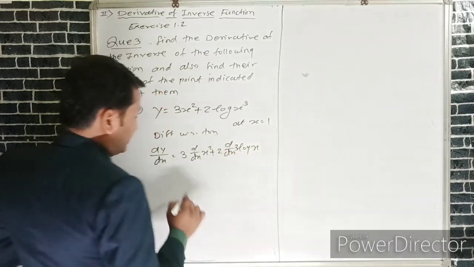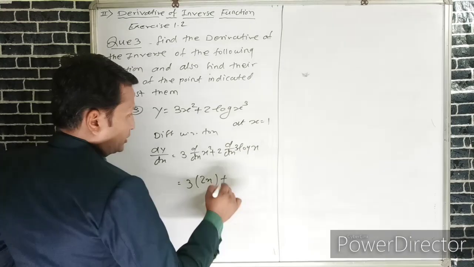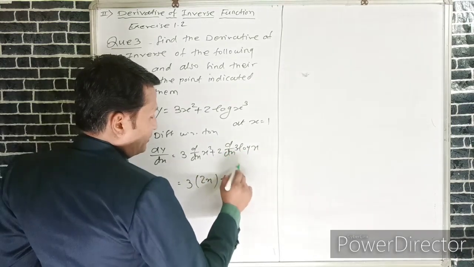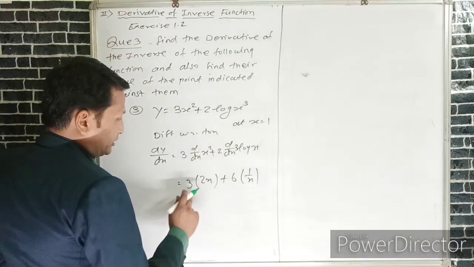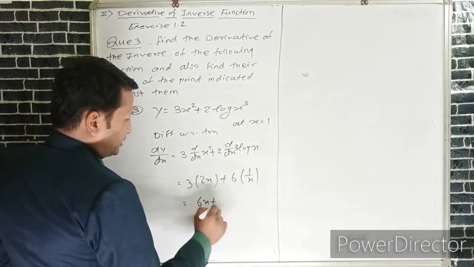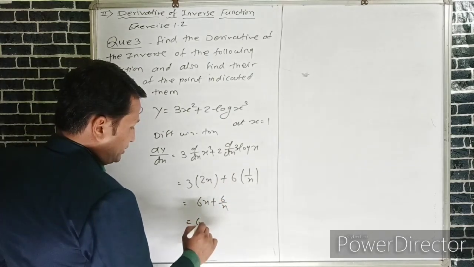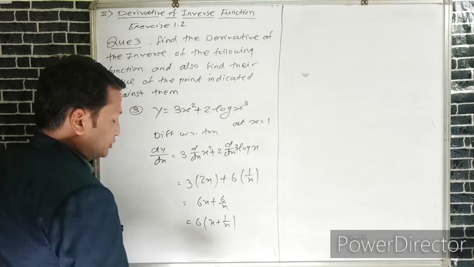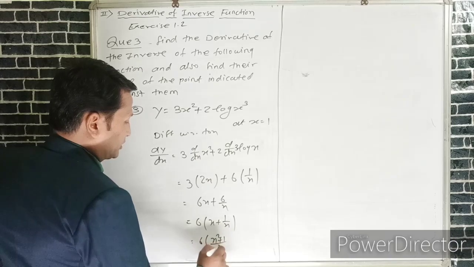Hence 3 into the derivative of x^2, which is 2x, plus 3 is a constant, 2 into 3 is 6. We have to find the derivative of log x, which is 1/x. It means 3 into 2, 6x, plus 6/x. We can write it as 6 into (x + 1/x). Hence we can write it again as 6 into (x^2 + 1)/x.